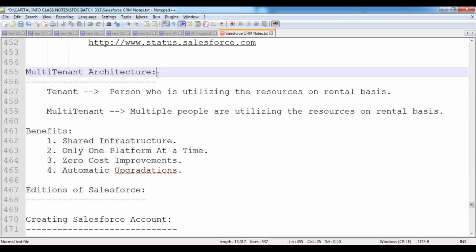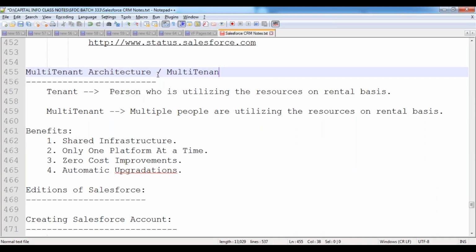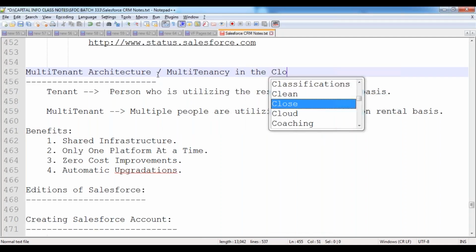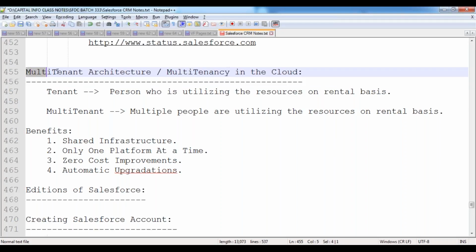This is also called multi-tenancy in the cloud, or multi-tenancy or multi-tenant architecture. Both are the same, just the terminology is different. Some people reference it as multi-tenancy, and a few people use the term multi-tenant architecture. So these are the various benefits available as part of the multi-tenant architecture inside your Salesforce instance.